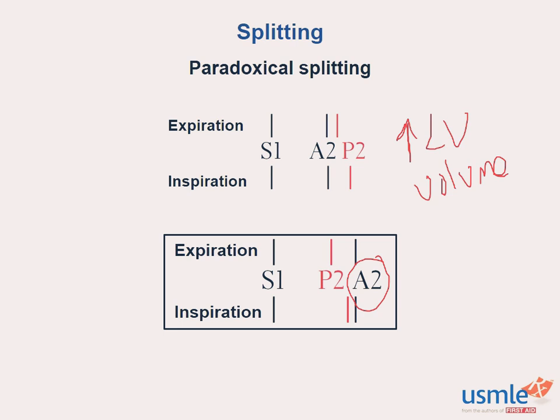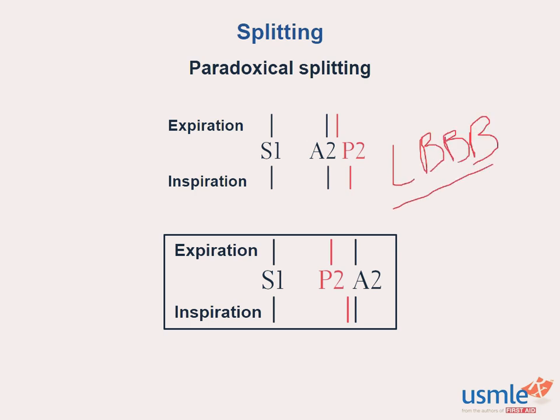So similar to what caused the wide splitting, something like a left bundle branch block, in which we see delayed depolarization of the left ventricle and delayed ventricular contraction, taking longer for all the blood to pass the aortic valve and cause delayed closure of the aortic valve, represented here as A2. That would cause a paradoxical splitting of the S2 heart sound.